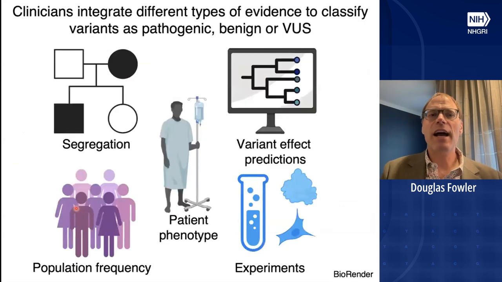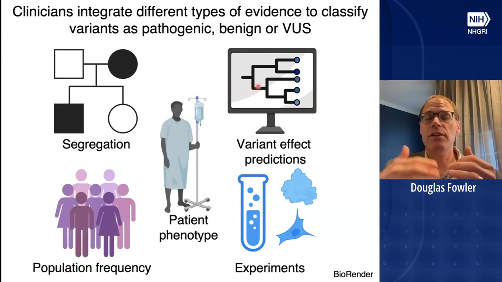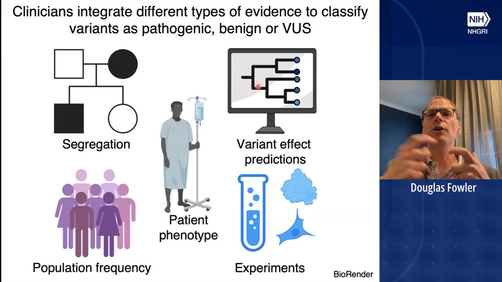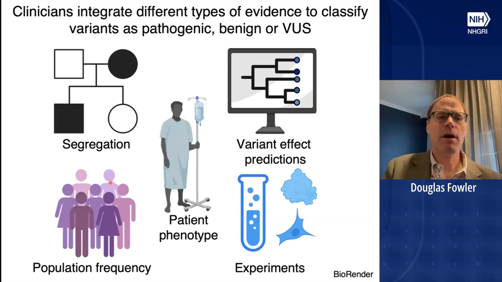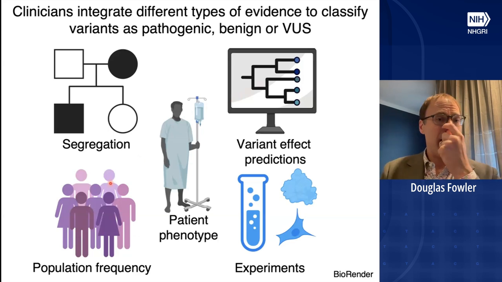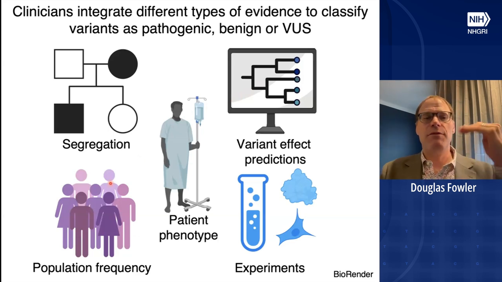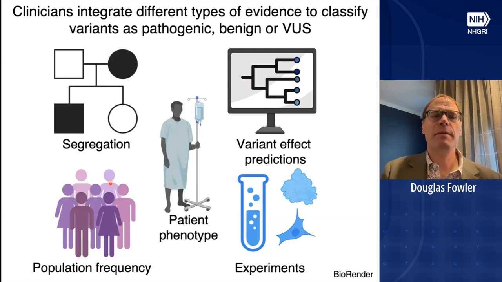Well, in order to answer that question, I have to tell you a little bit about how clinicians interpret variants that they find in human genomes. And it turns out that they use exactly the four sources of information that I told you about. So segregation, evolution, but in the form of variant effect predictors, so computational tools that make predictions. Those predictions are mostly based on evolutionary conservation and more. We'll talk about that in the second part. Population frequency. So I told you about how, if variants are common in the population, they're much less likely to be pathogenic. So, population frequency and experiments.